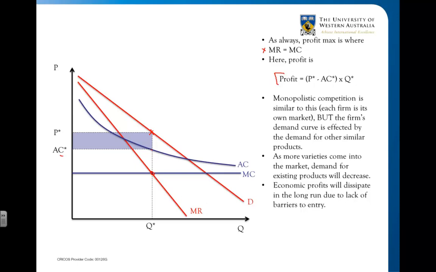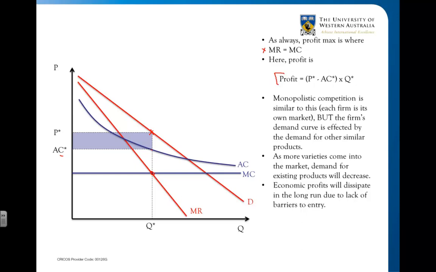Now, extending this to monopolistic competition. Obviously, it's similar. Remember, we treat each firm as its own little sub-market, and so that's what gives rise to the revenue curves for monopolistic competition looking very similar to that in a monopoly.